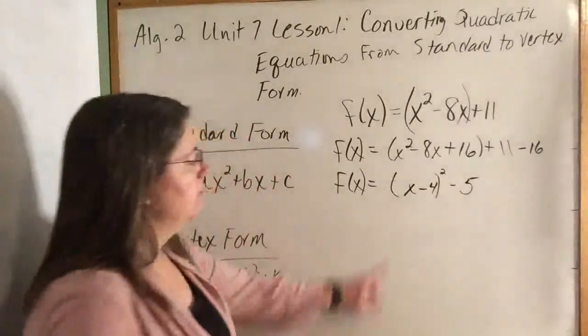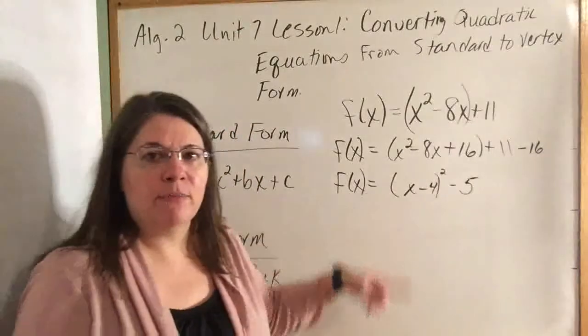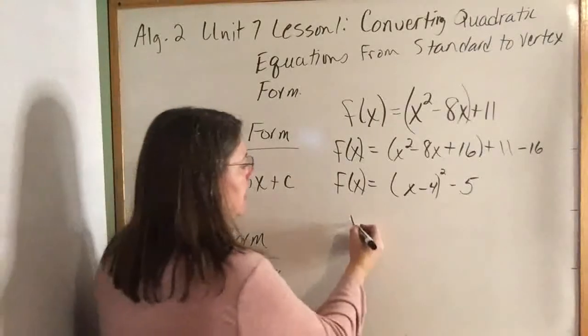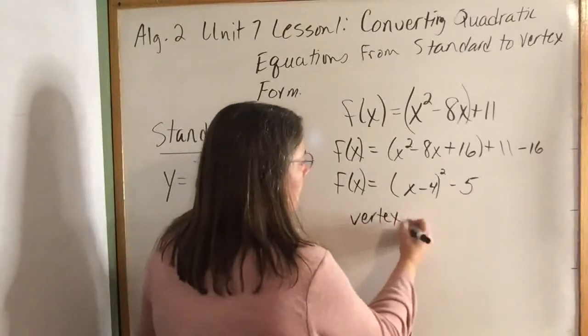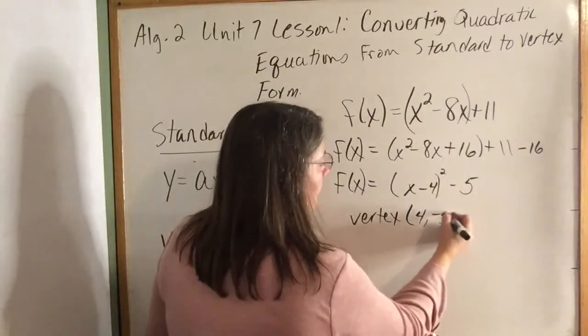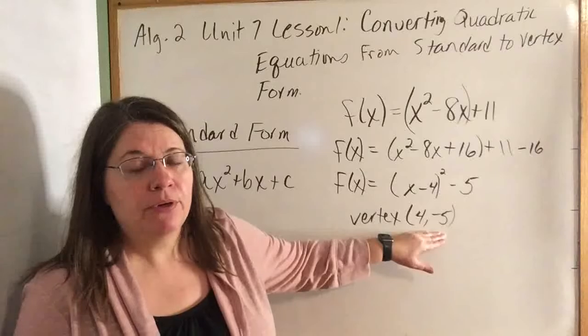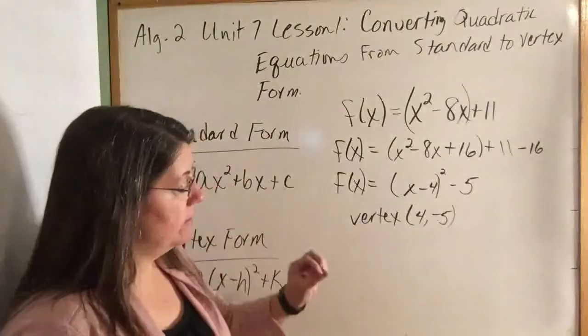So here, my a value is 1. I know that's a parabola that goes up. My vertex is going to be 4, negative 5. That means it's going right 4 and down 5 from the origin to start the vertex.